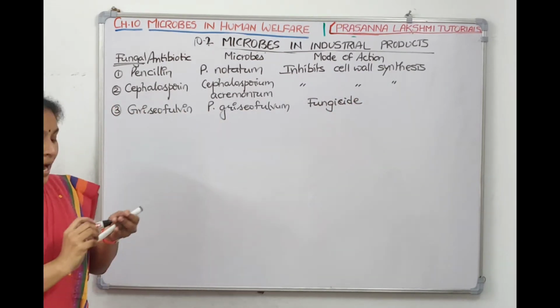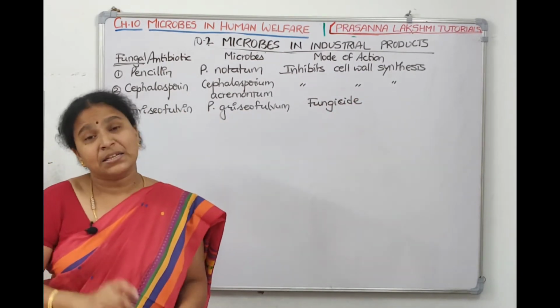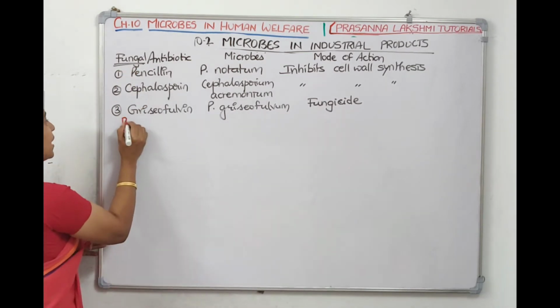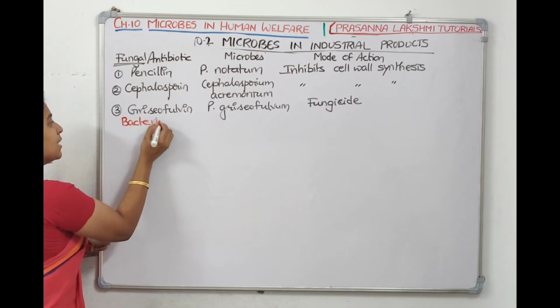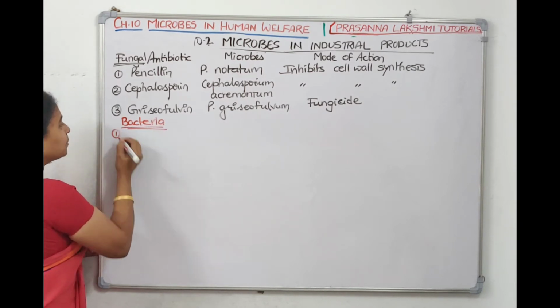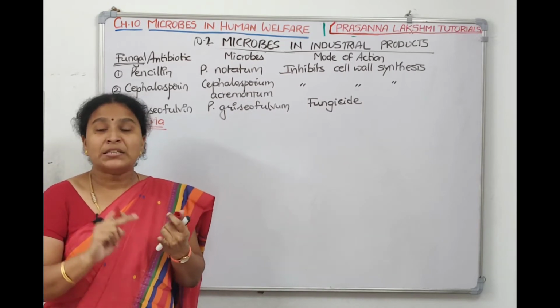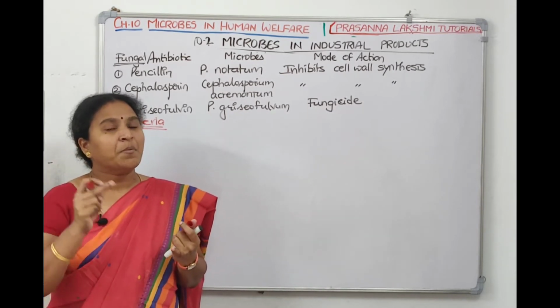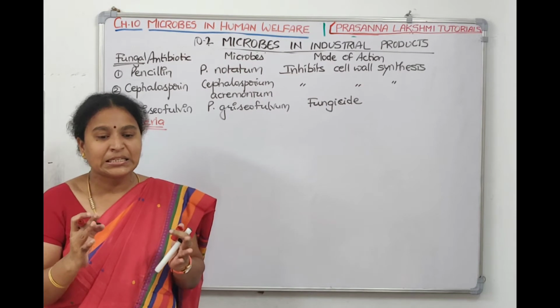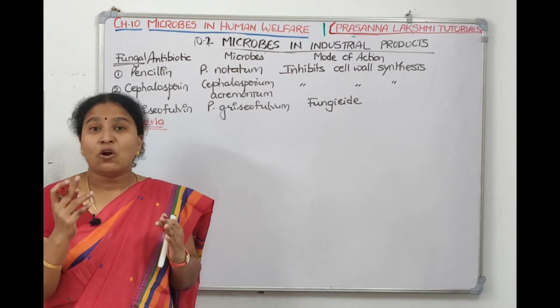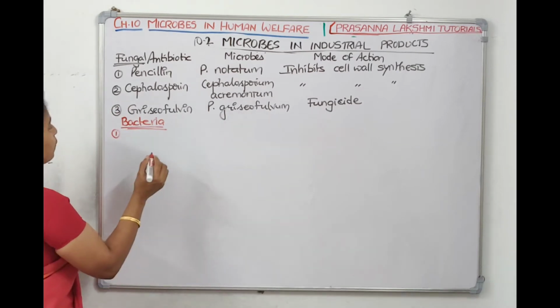So these three are examples of fungal antibiotics. Now let us see the examples of bacterial antibiotics. The first bacterial antibiotic is streptomycin. Streptomycin is the first antibiotic extracted from a bacteria called Streptomyces griseus, and this streptomycin was isolated by a scientist called Waxman, right?